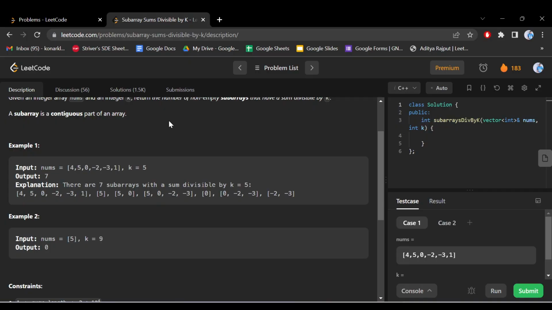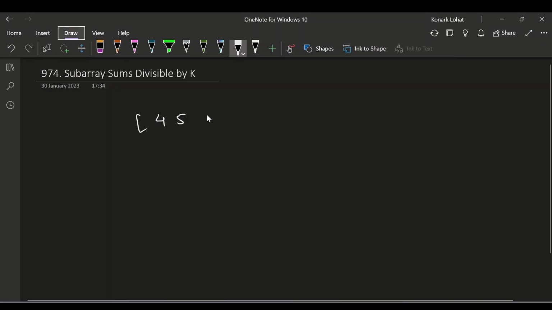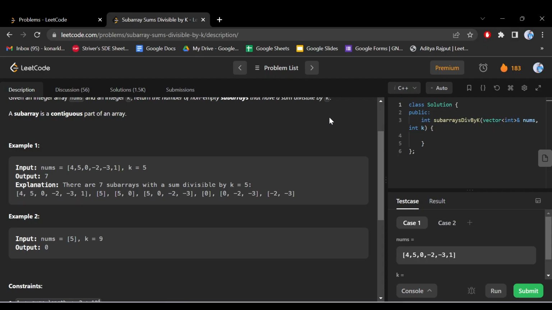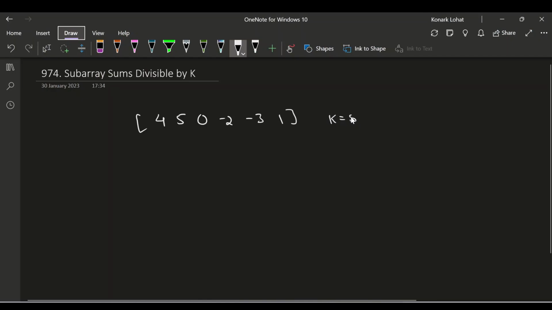So you have this array: 4, 5, 0, -2, -3 and 1. The k value that is given to you is 5. Now let's iterate over this array. We are pointing at this element. The sum of this subarray is going to be 4. So if it is 4, what is the remainder? The remainder is going to be 4 as well, because 4 modulus 5 is 4.